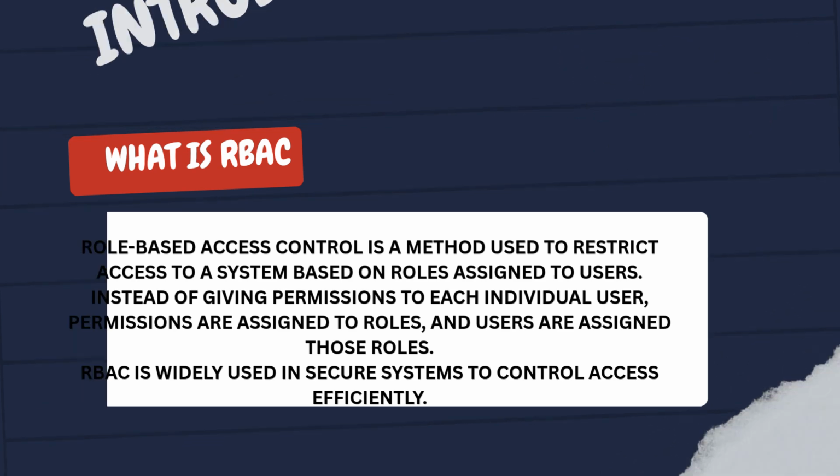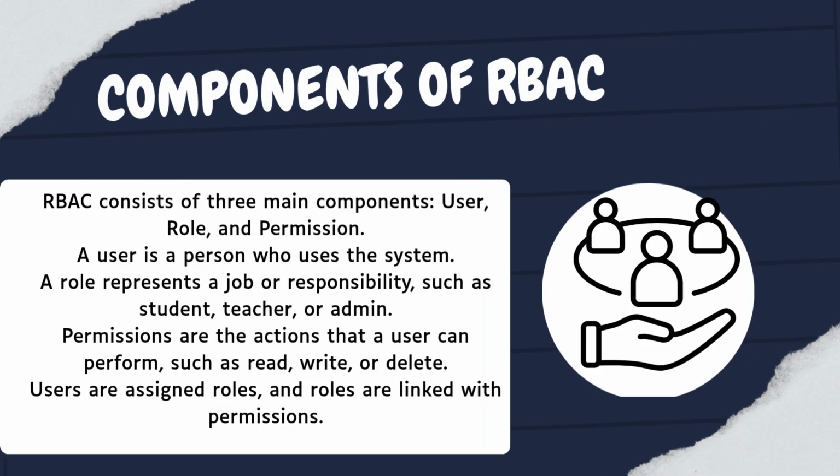Now let us understand the components of RBAC. RBAC consists of three main components: user, role, and permission. A user is a person who uses the system, such as a student, teacher, or employee. A role represents a job or responsibility in the system. For example, roles can be student, teacher, admin, or manager.